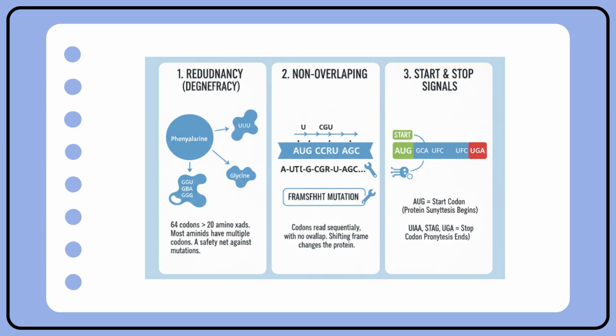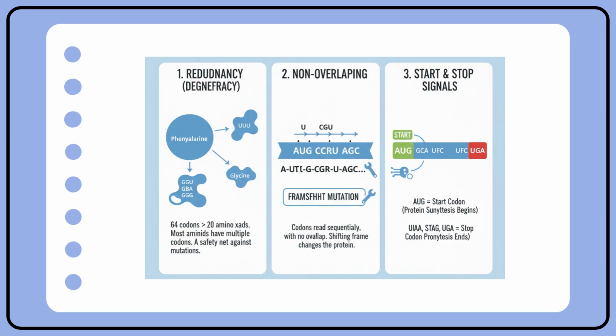So this feature, which is redundancy or degeneracy, is a built-in error check that makes the system incredibly resilient against improbable mutations. Second, non-overlapping. The ribosome is very strict about how it reads the message. It reads the codons sequentially, one right after the other, with absolutely no overlap. This establishes the reading frame, and it's critical because shifting this frame by just one base is like throwing a wrench into the whole sequence. It completely changes the final product.